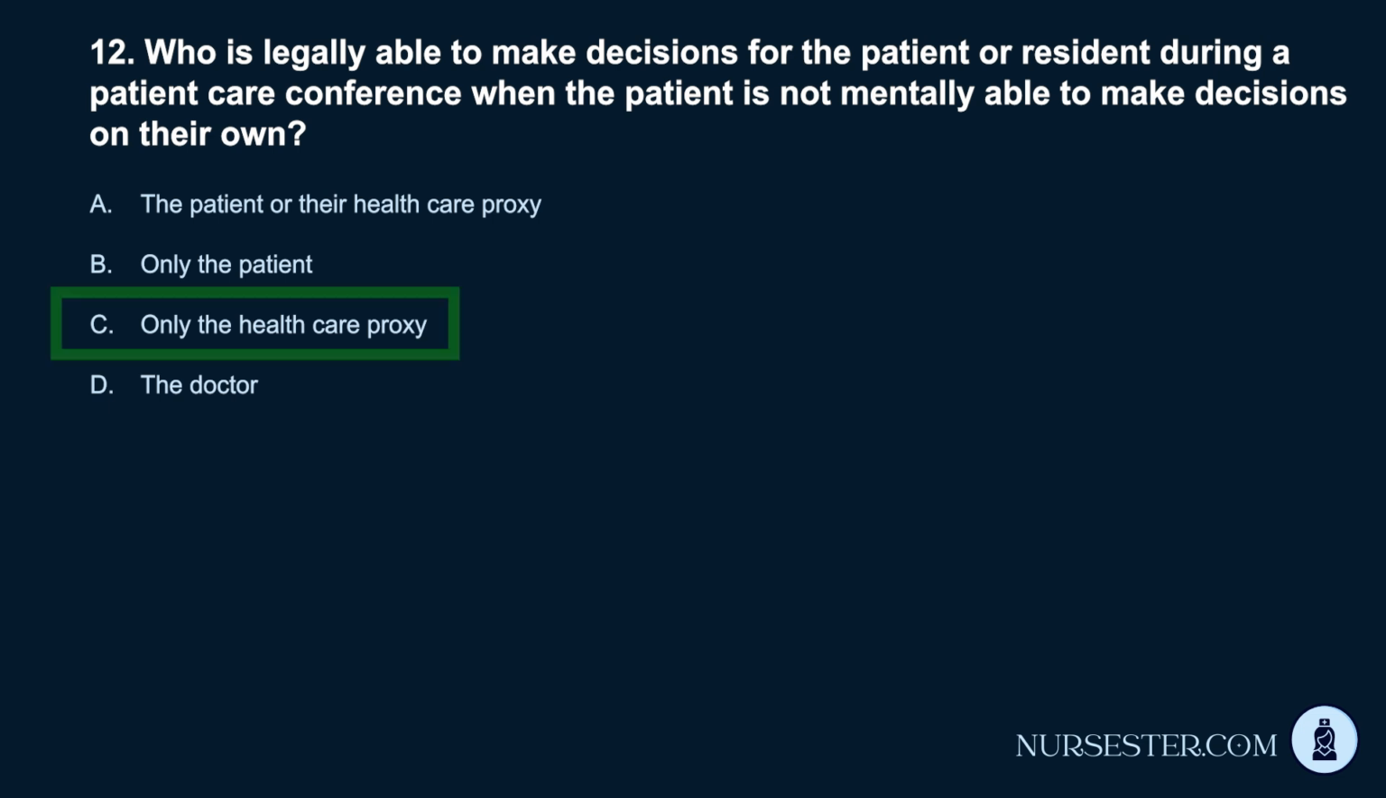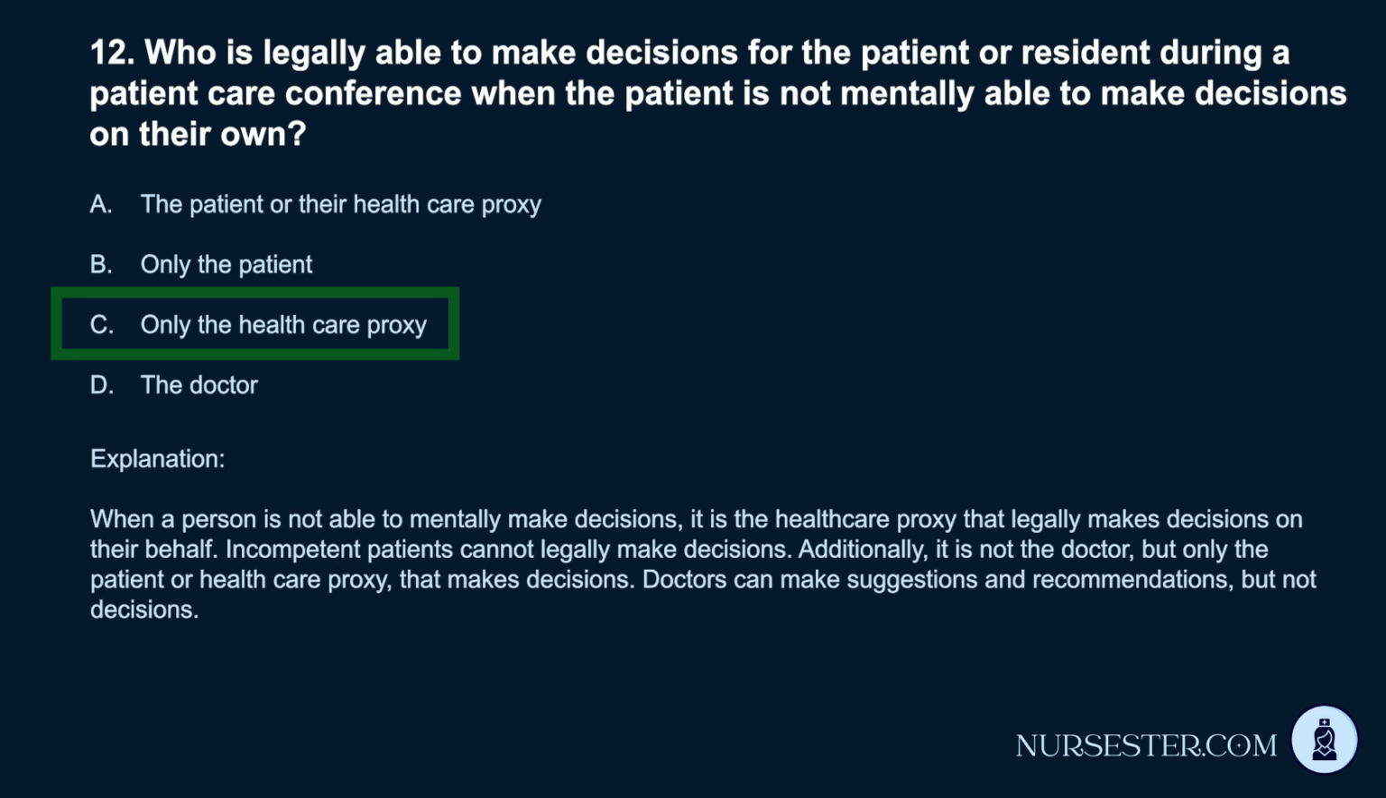Only the healthcare proxy. When a person is not able to mentally make decisions, it is the healthcare proxy that legally makes decisions on their behalf. Incompetent patients cannot legally make decisions. Additionally, it is not the doctor, but only the patient or healthcare proxy that makes decisions. Doctors can make suggestions and recommendations, but not decisions.